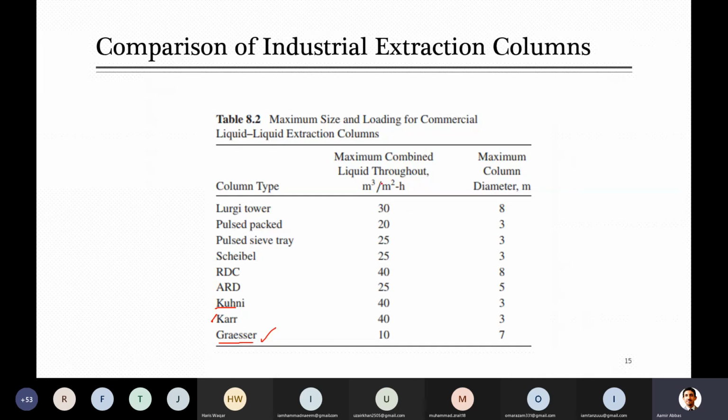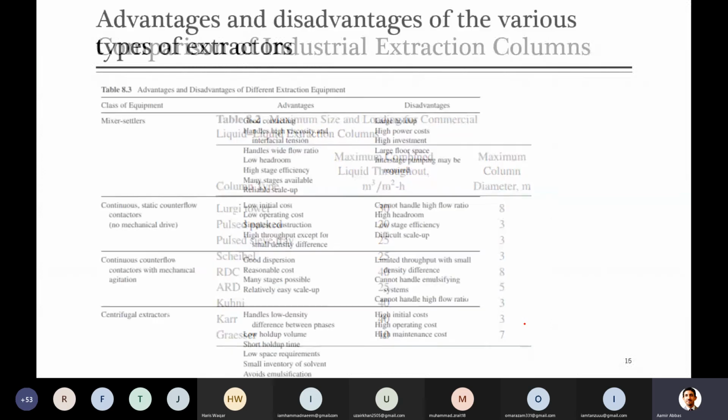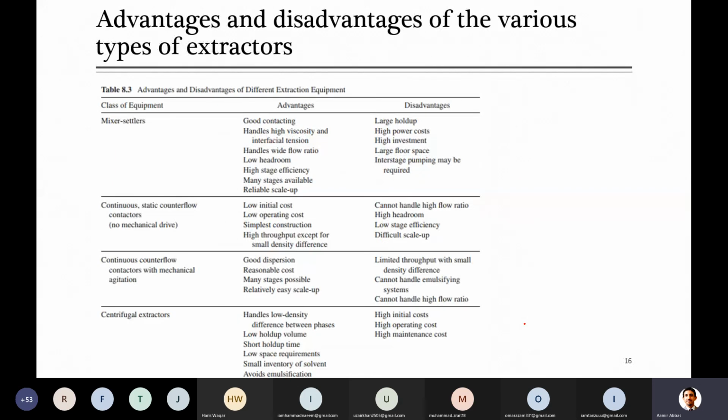So their maximum combined liquid throughput, like per unit volume how much liquid can be handled, as well as the diameter of the columns, are given here, and these are based on various commercial facilities which are used for liquid extraction. If you are going to select one kind of equipment, they can help you to get the maximum diameter and how efficient the liquid extraction will be. Then some advantages and disadvantages of these are also provided.